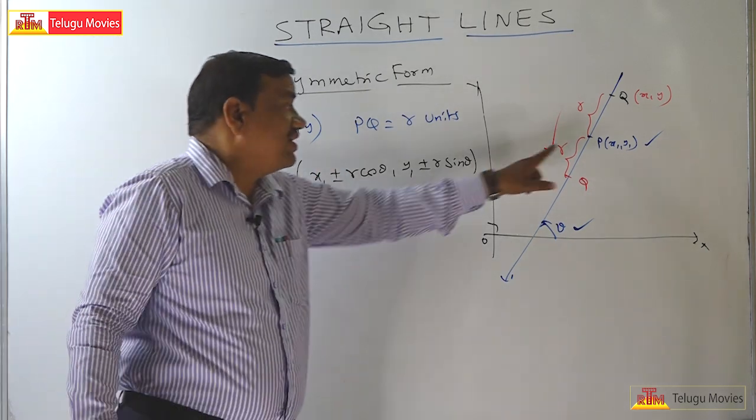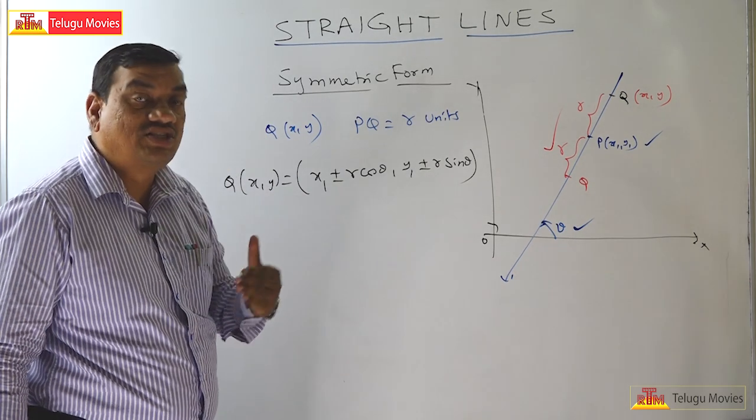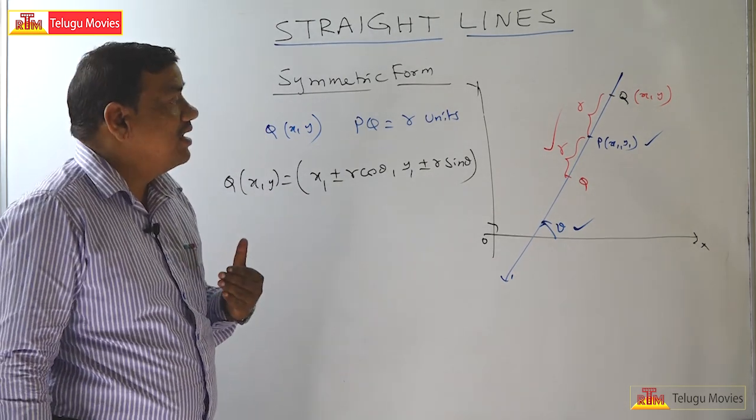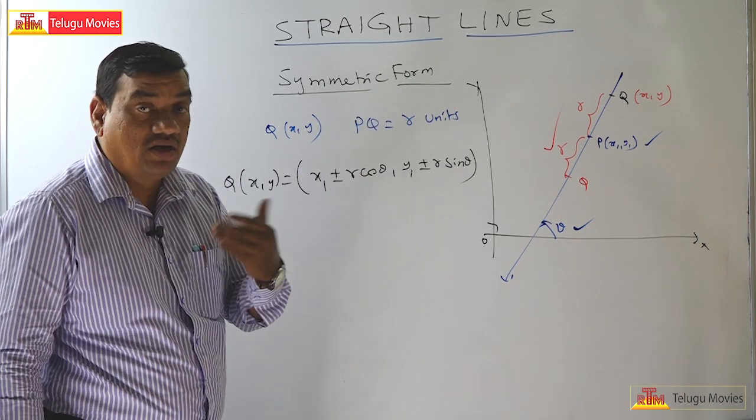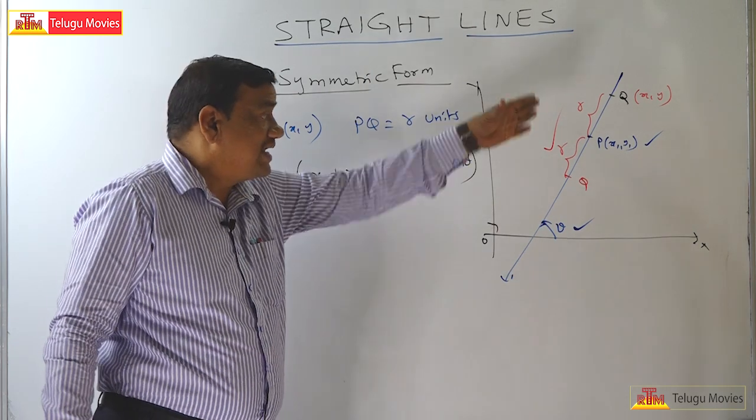So, here (x1, y1) is the given point, r is the required distance from the point P to the required point (x, y). So, here theta is the angle made by.